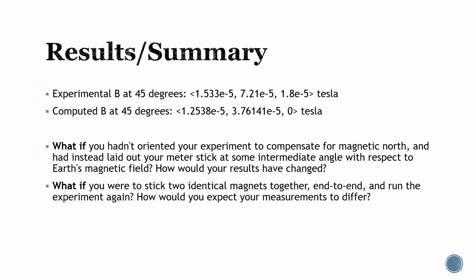If I hadn't oriented my experiment to compensate for magnetic north and had instead laid out my meter stick at some intermediate angle with respect to Earth's magnetic field, I would not be able to get the correct result, as it would be impossible to identify or separate the magnetic field exerted by the Earth and the magnetic field exerted by the magnet. If I were to stick 2 identical magnets together end to end and run the experiment again, I would expect the magnetic field to increase in the same direction, and that concludes my report.